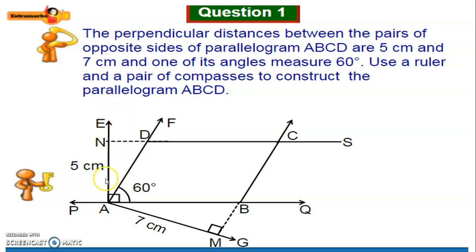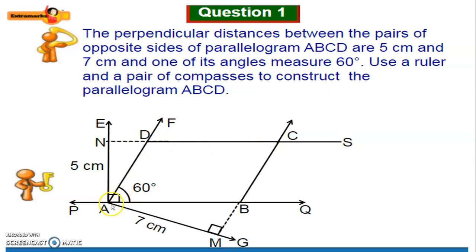On this ray, use your compass with A as center and radius 5 centimeter. Draw an arc and get the point N. Is it clear? Now draw a parallel line passing through N. How to draw it? You can make use of the set square or refer to your class 6 book on how to draw parallel lines. I have already taught you. I'm sorry, it is not in 7, it is in the 6th standard book. Use your set square and draw the parallel line through N, and it will meet this ray at D.